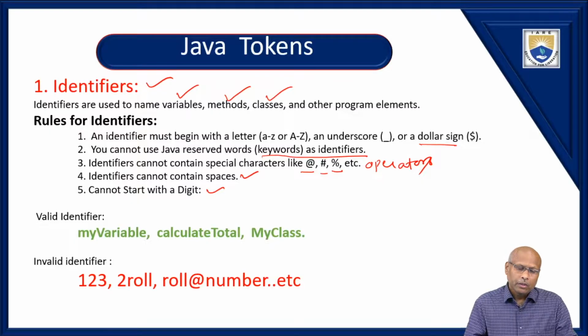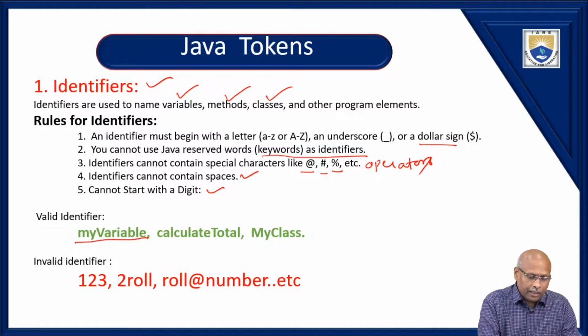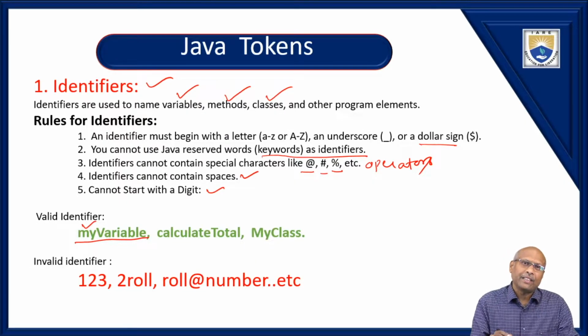Most of the time, students make mistakes while writing variable names because they are not following these guidelines. So you must be careful whether you are following these 5 rules or not. Once you follow these rules, those identifiers will automatically be valid. Here you can see a set of valid variables. My variable is a valid one because it starts with an alphabet, plus it consists of all characters only, that is, all alphabets.